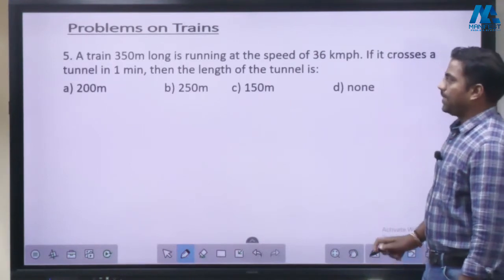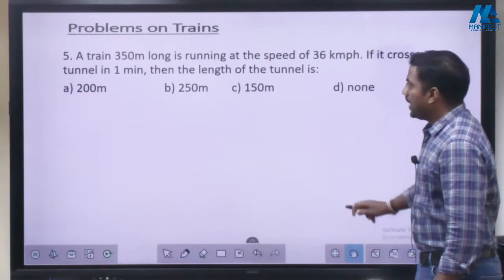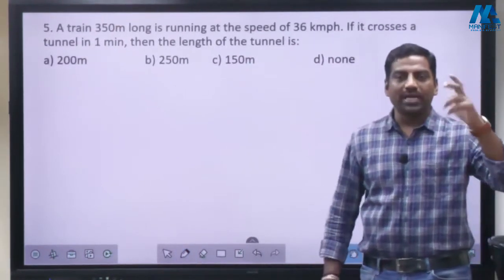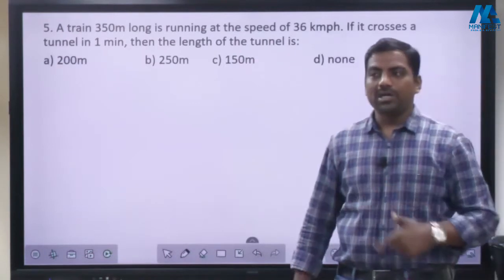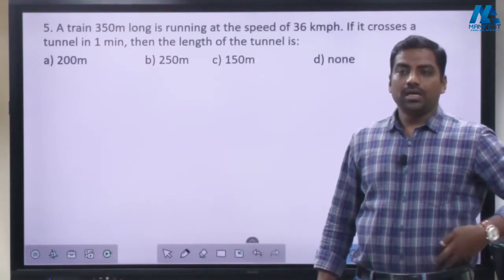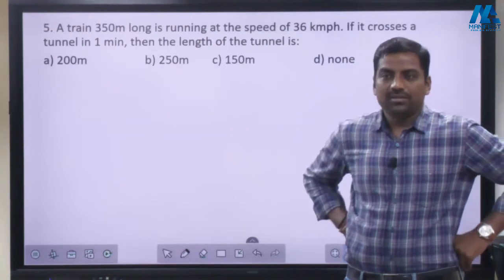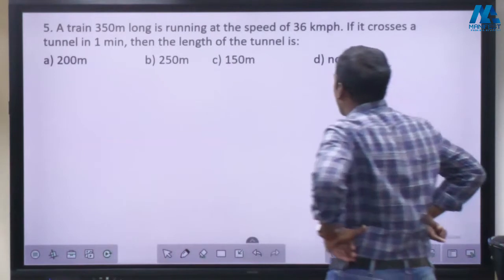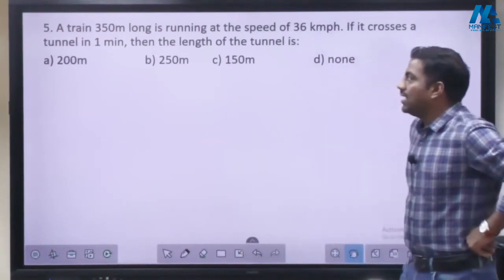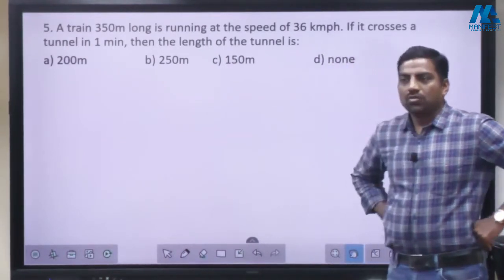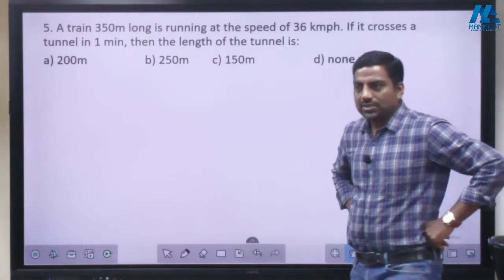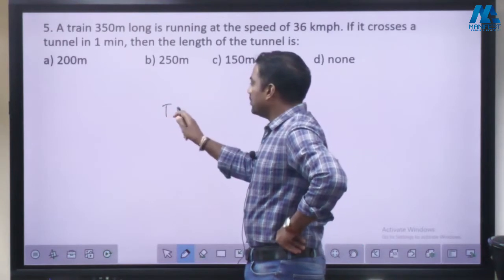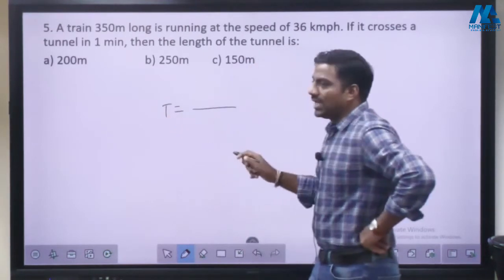A train 350 meter long is running at the speed of 36 km per hour. Suddenly your mind should be calculating in meter per second. 36 km per hour is how many meter per second? Divided by 3.6 is 10, no? So 350 meter long. If it crosses a tunnel in 1 minute, 1 minute is 60 seconds. So what they have given? They have given the time here. And here tunnel is in picture.